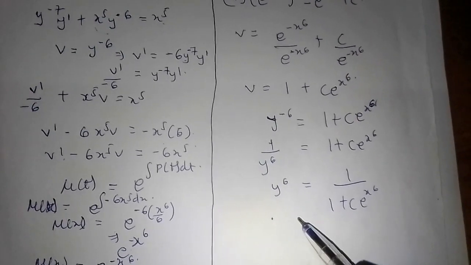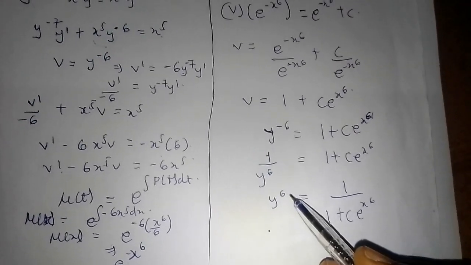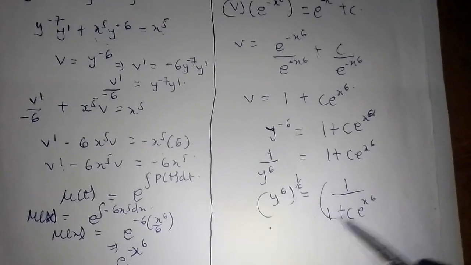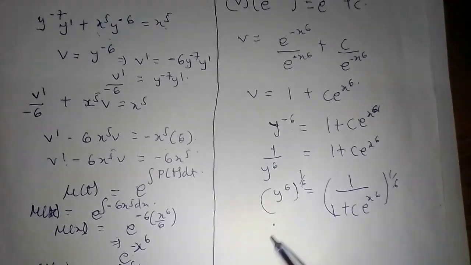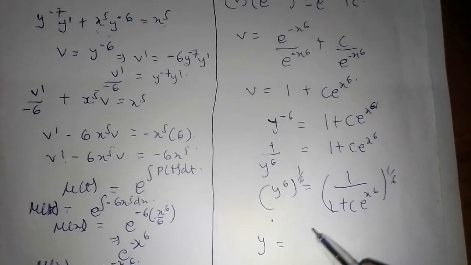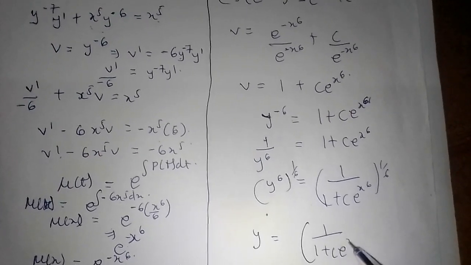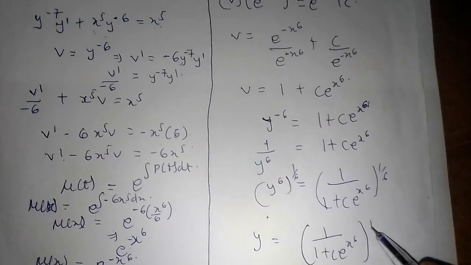To make y the subject, I have to take the sixth root on both sides, that is, to the power 1 over 6. Therefore, I get y to be equal to the expression 1 over 1 plus c e to the power x to the power 6, all to the power 1 over 6.